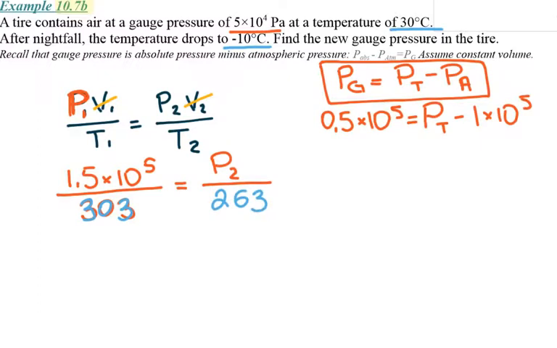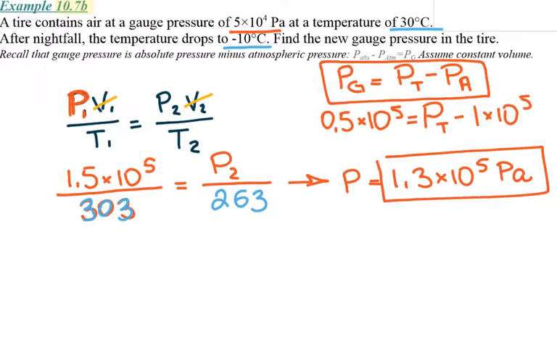And from here, I can calculate that the new pressure is equal to 1.310 to the 5th Pascal. But that is the absolute pressure, so that is the actual pressure inside of the tires. But the gauge pressure is the difference between the absolute pressure and the outside pressure, the atmospheric pressure. So the new gauge pressure is going to be 0.310 to the 5th Pascal.